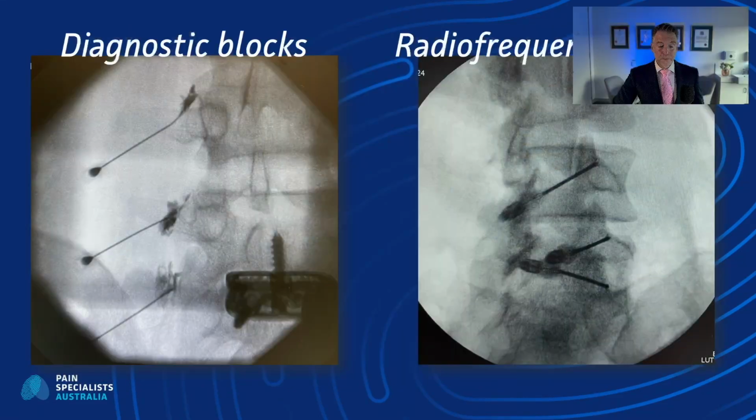branch blocks. So if you have a look on the left-hand side, you can see the L5-S1 facet joint, which is there, the L4-5 facet joint, which is there, and the L3-4 facet joint, which is up there. You can see three dark needles, and they are placed where we believe the medial branch to be. And you can see these little black splodges, which is effectively the use of contrast. So we inject a little bit of contrast, which is a liquid that shows up on X-ray, as you can see, and it needs to stay in the area we injected.